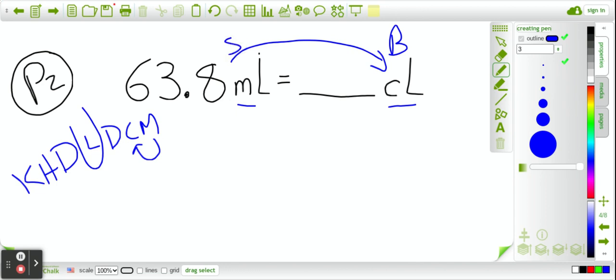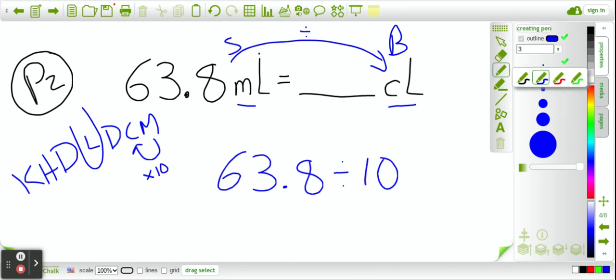Milliliters are going to be my small. So let's see, that's division. So 63 and 8/10 milliliters is going to be equal to, I have to divide that by, let's see, they're only one place value away from each other, one unit away from each other, so that's 10. I'm going to use my knowledge of dividing by powers of 10, move my decimal, which basically shows all of the place values are changing.